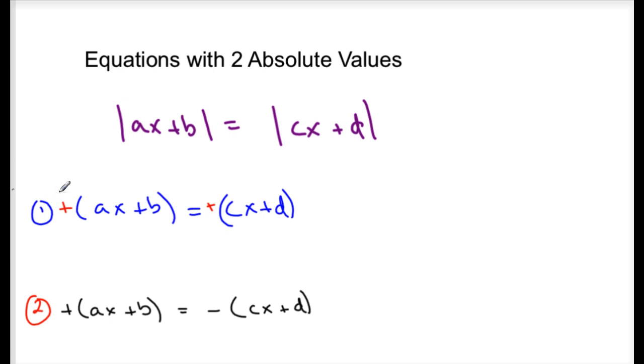And the theory behind this is positive times a positive is a positive. So you always want to find a positive answer, and then you want to find a negative answer that also makes it work. So the second equation will be the absolute value of ax plus b equals the negative of the absolute value of cx plus d. All right, so one of the two. So one case, both quantities would be positive. The second case, one quantity would be positive and the second quantity will be negative. So let's take a look at an example.